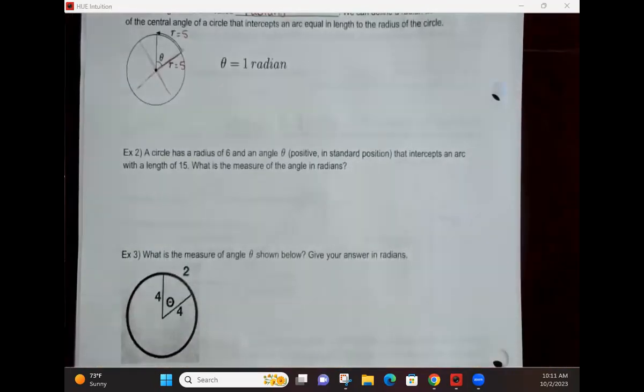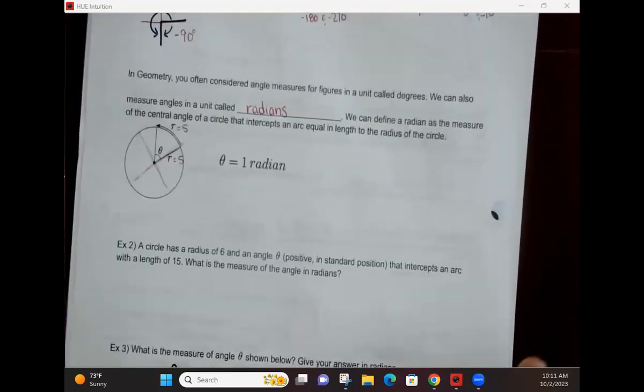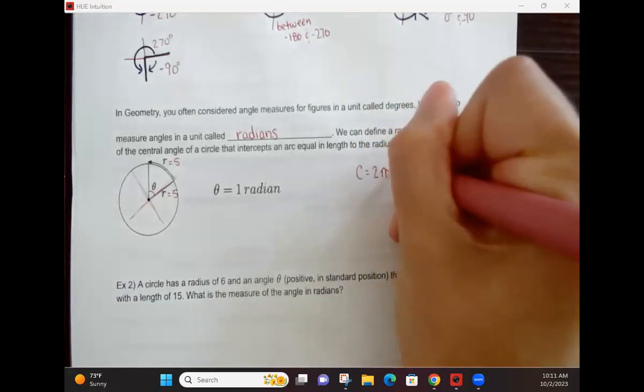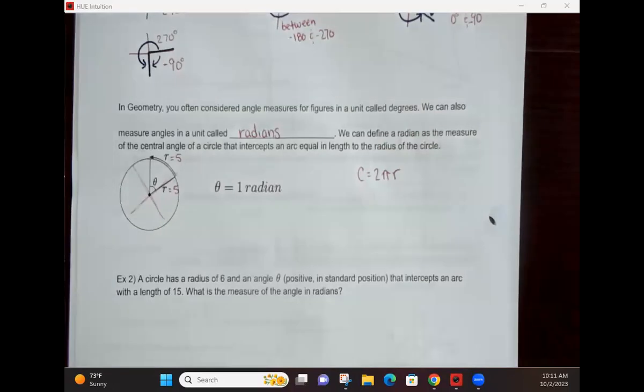And we can split a circle up into some number of radians. It's not going to be an even number because we know circumference is 2 pi times the radius. Or maybe you worked with pi times the diameter, but the diameter is twice the radius. So we know it's not going to be an even number of radians for a circle. That's okay.